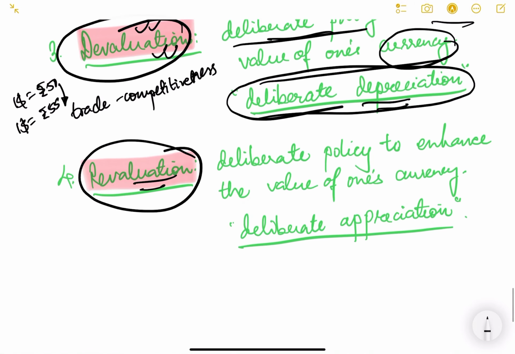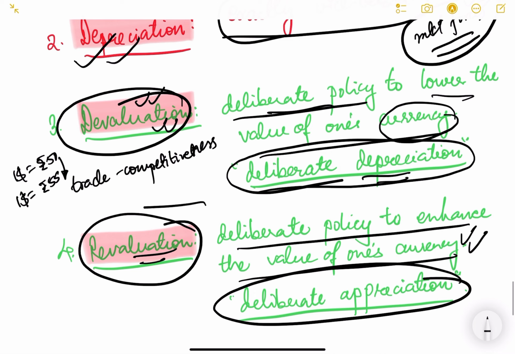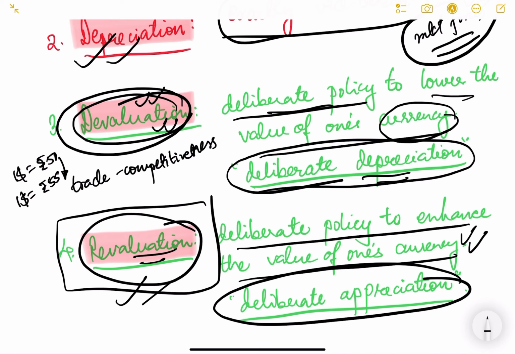Similarly, revaluation is deliberate appreciation. It is a deliberate policy to enhance the value of one's currency. Usually countries don't do this because it will decrease the trade competitiveness. Usually the countries go into devaluation of their currency to increase their trade competitiveness.